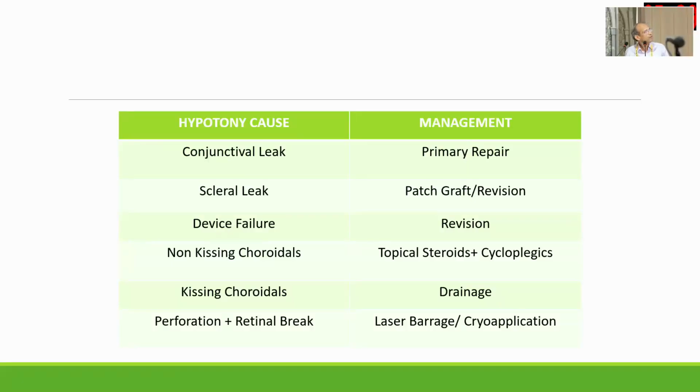And this is the flow chart for management of hypotony. If we have a small conjunctival leak, we can primarily repair it. However, if there is a scleral leak, we sometimes have to put a scleral patch graft. And if there is a device failure, then revise the surgery. Choroidals, if they are small, are conservatively managed. If they are large kissing choroidals, we may have to go surgically and drain them. And if there is inadvertent perforation while passing the suture, you have to either laser it or do cryo application. And then the buckle also sometimes has to be applied.